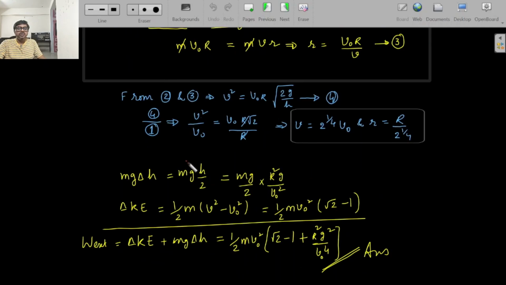Everything is available. Now we can find the work done by the external agent, which depends on the change in kinetic energy and the change in potential energy. Change in potential energy is mg h by 2, where h by 2 is the height raised, and h we have already got. Change in kinetic energy is half m times V final squared minus V initial squared. Substitute and add them, and you get the total work done by the external agent. That's the answer, so the solution is completed.